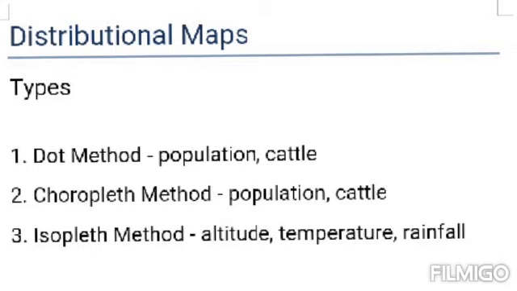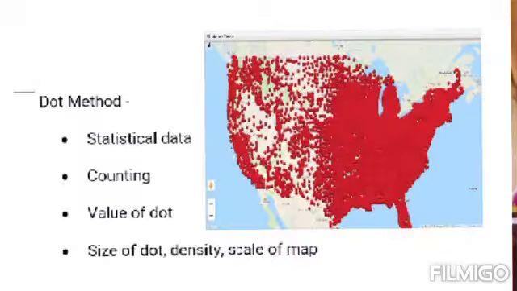Now how are we going to use these maps to show the distribution of different variables of a particular region? First thing we require is the data. Have you collected data? Have you got accurate data? Then with the help of this data, no doubt, you can show the distribution of variables of a particular region. So how can we show this distribution? Let's begin with the first type of distributional map, that is the dot method.